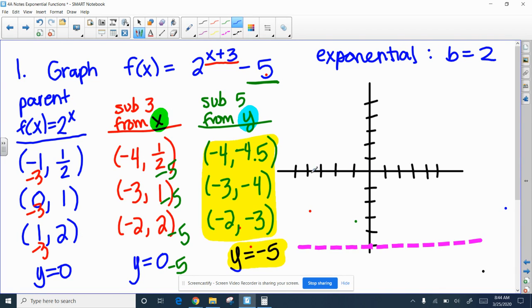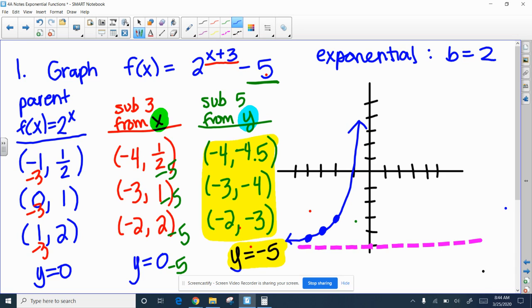So this point is at -4, -4.5. So left 4 and then down 4.5. Then we have a point at -3, -4. And then we have a point at -2, -3. Once we plot our 3 points, we draw them in. And this one is an exponential growth function.